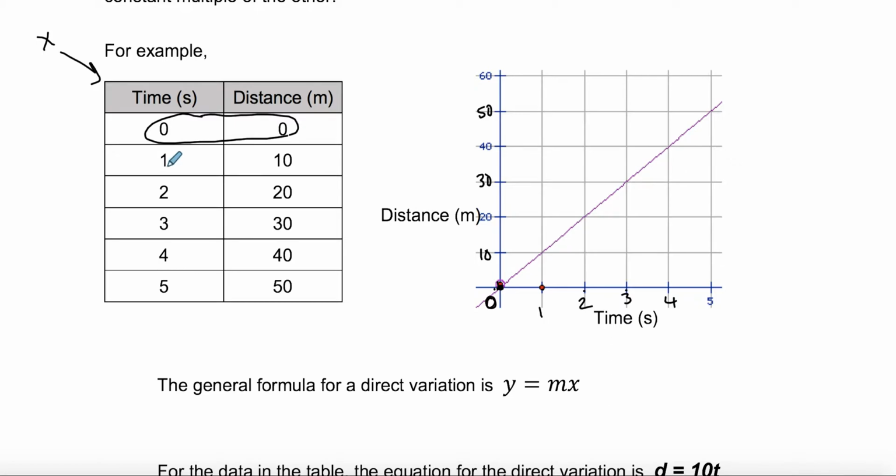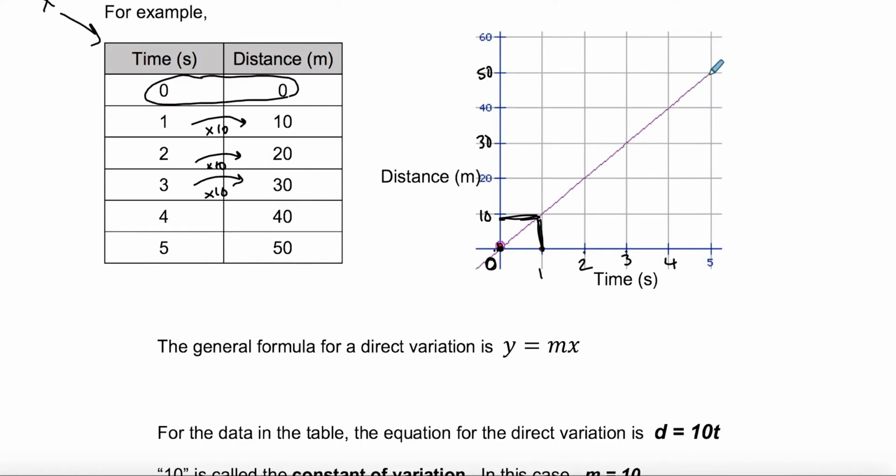What I do see here is that every time I have a number on the left, if I multiply it by 10, I think you might be able to see, I end up with what I have on the right. So we have a multiplier number, I guess you could call it. So this is a direct variation where, even if I look over here, if 1 second has passed and I follow that up, that's 10 meters.